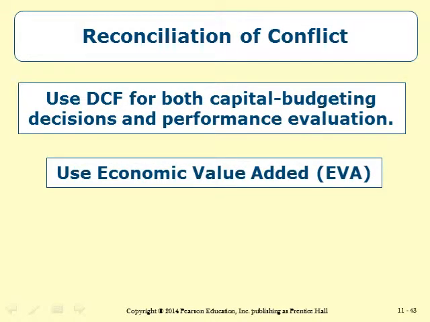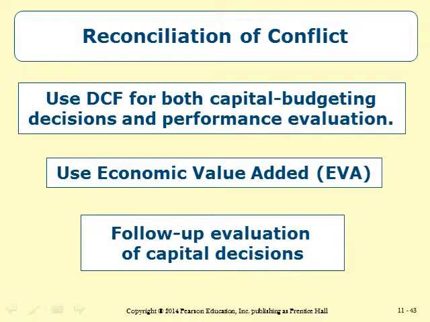So the best way to reconcile any potential conflict between capital budgeting and performance evaluation is to use discounted cash flow for both capital budgeting decisions and performance evaluations. Companies that use economic value added, or EVA, for performance evaluation avoid some of the conflict. Although EVA has a weakness of using accrual accounting measures of profit and investment rather than cash flows, it has conceptual similarities to the net present value method of capital budgeting. Both EVA and NPV recognize that a firm creates value only after projects cover their cost of capital.